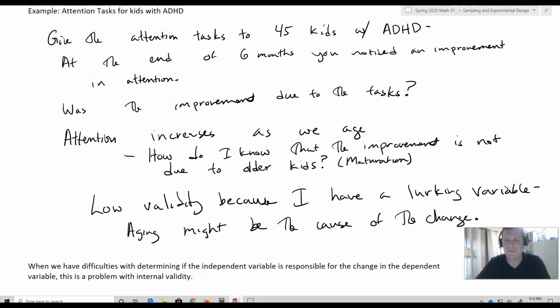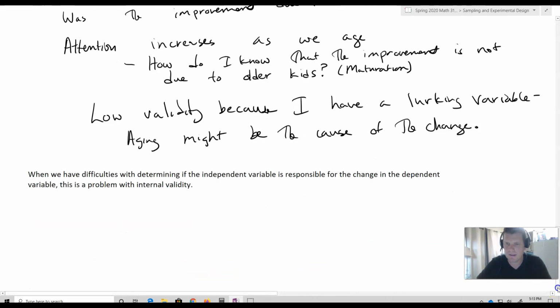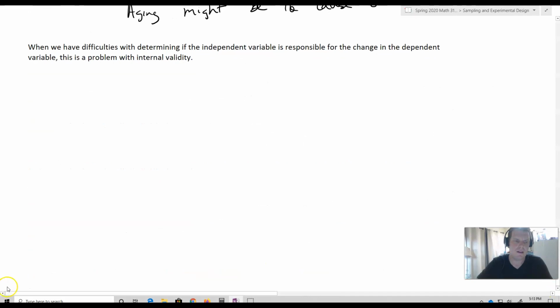If we have great confidence that the independent variable is the one doing the changing in the dependent variable, then that's high validity. But if we have low levels of confidence in the ability of the independent variable to change the dependent variable, like what we've shown, then our experiment has what's called low internal validity. And that's our definition.